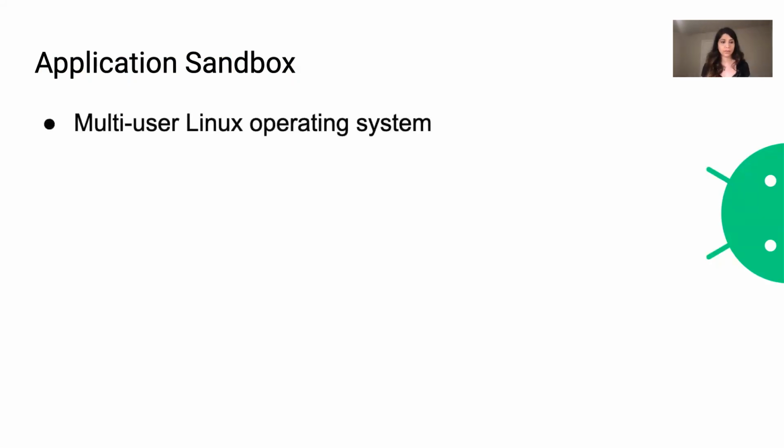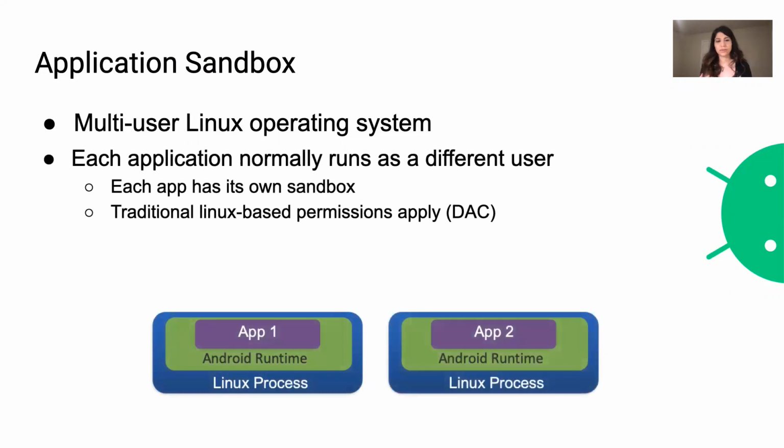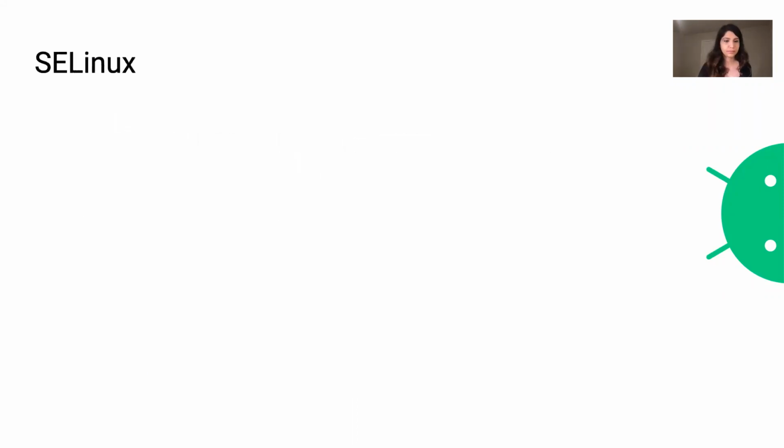And so Android is a multi-user Linux operating system, but here the concept of user is different than that in traditional Linux-based systems. Here, user does not correspond directly to a physical device user, but instead each application is running as a different user. So it has its own sandbox, and traditional Linux-based permissions apply here. Discretionary access control applies here, so you have your read, write, execute permissions for user, group, and public.